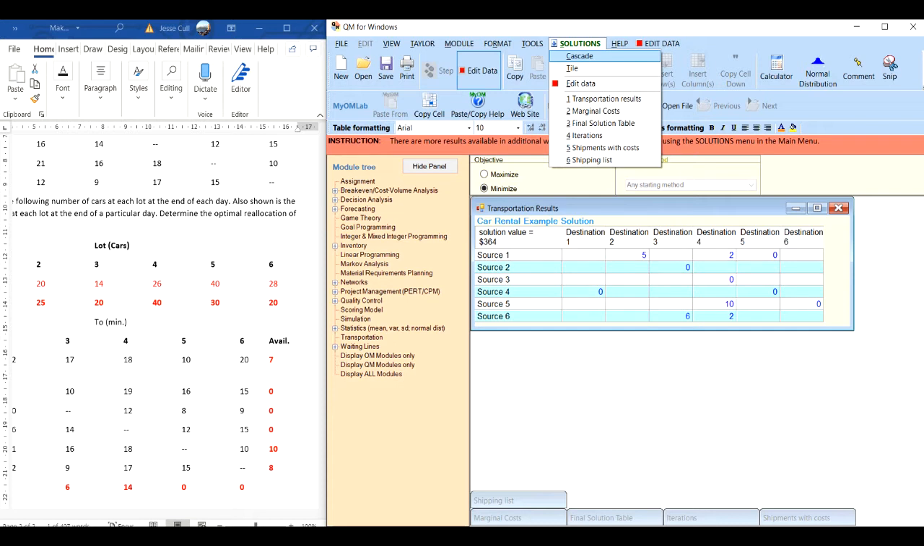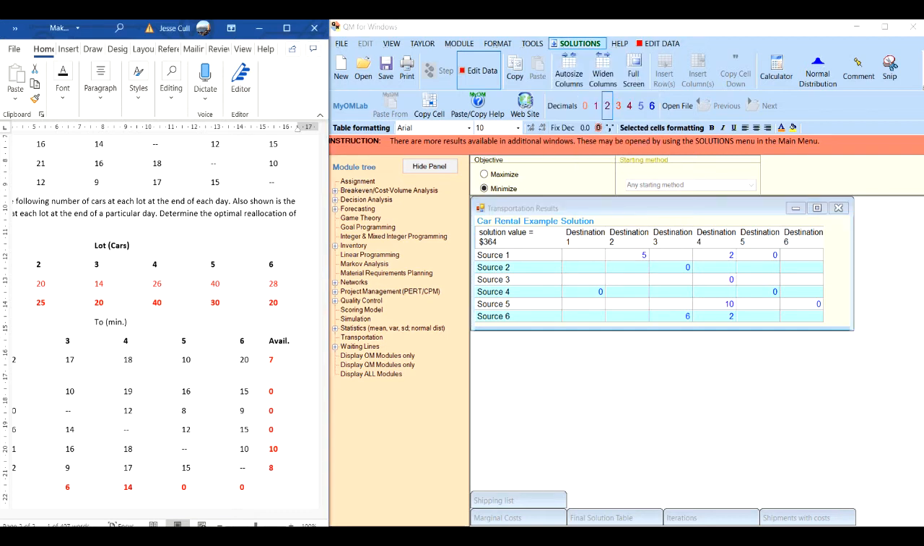In source 1, 7 were supplied. Source 2, 0 supplied. Source 3, 0 supplied. Source 4, 0 supplied. Source 5, 10 were supplied, 10 were used. Source 6, 8 were supplied, 8 were used.